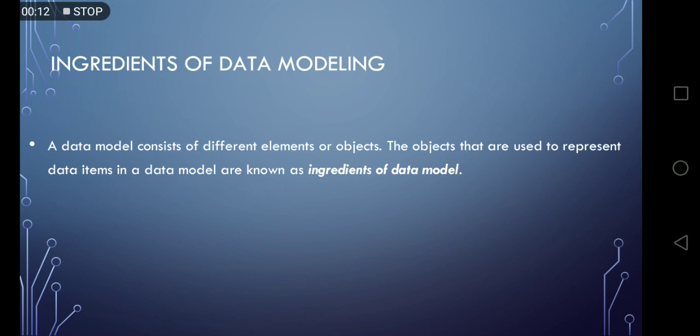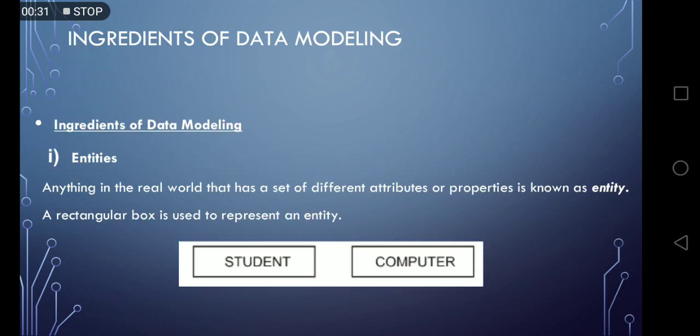Our today's topic is ingredients of data modeling. The word ingredients means element. A data model consists of different elements or objects. The objects that are used to represent data items in a data model are known as ingredients of data model. Ingredients of data modeling.